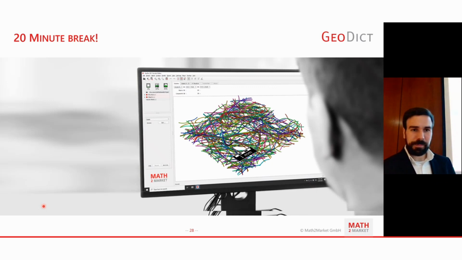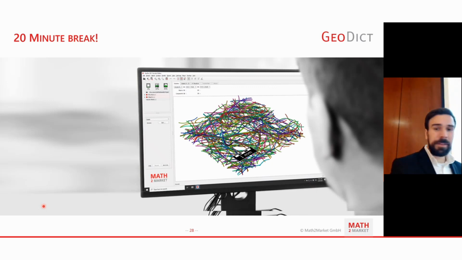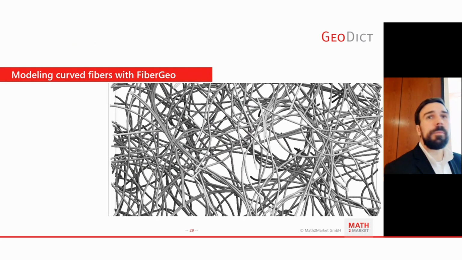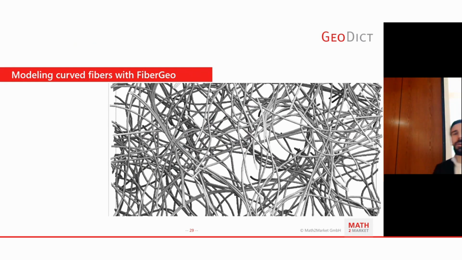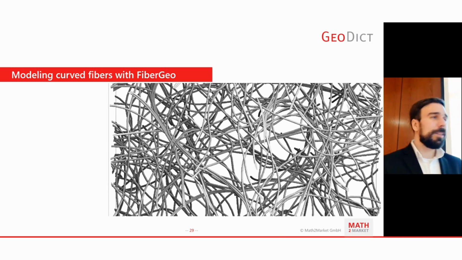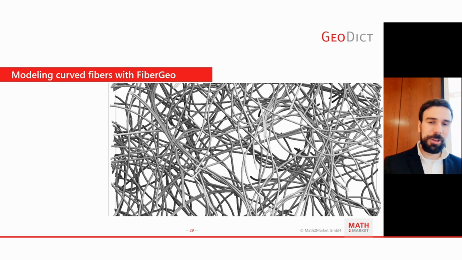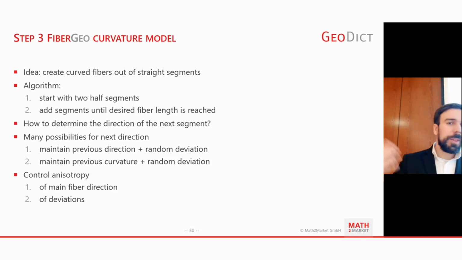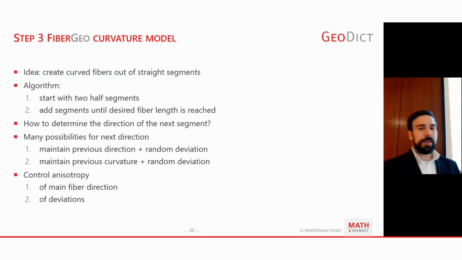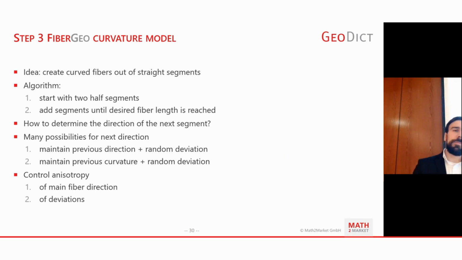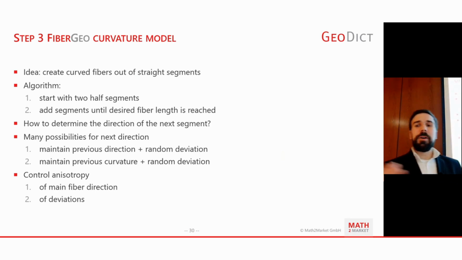Let's go on with the second part, where we actually get into more of the modeling part and how the app works in detail. To start with that, I will do a bit of an excursion on how fiber modeling is done in FiberGeo. So how do we create curved fibers as an algorithm from a number of parameters that one can maybe understand?